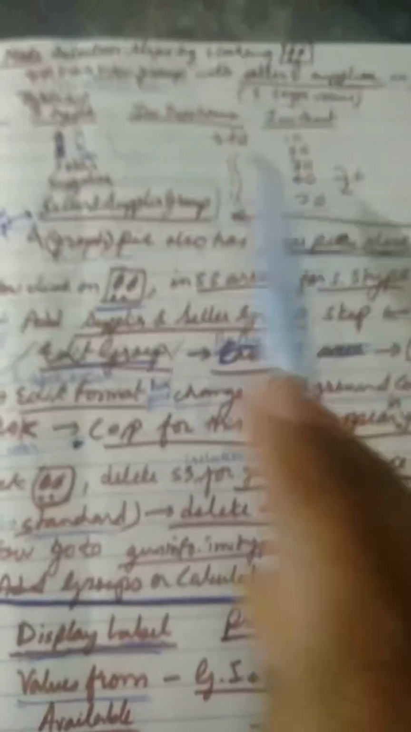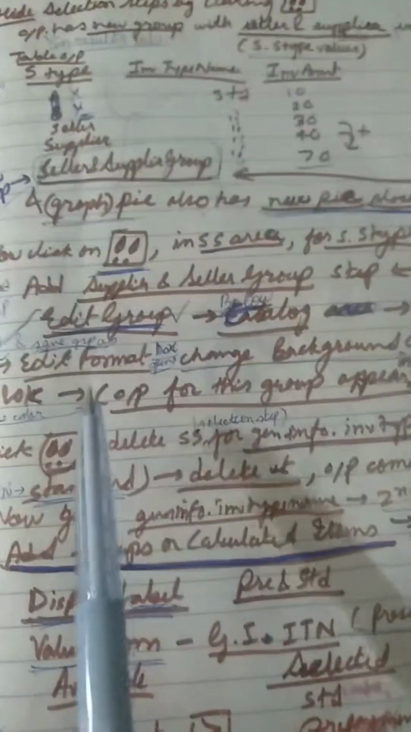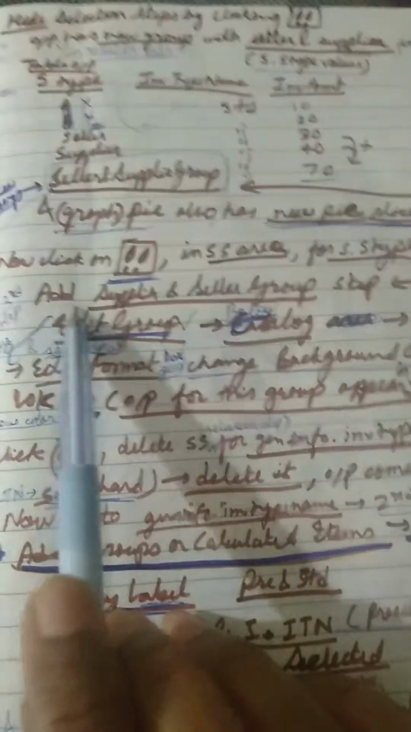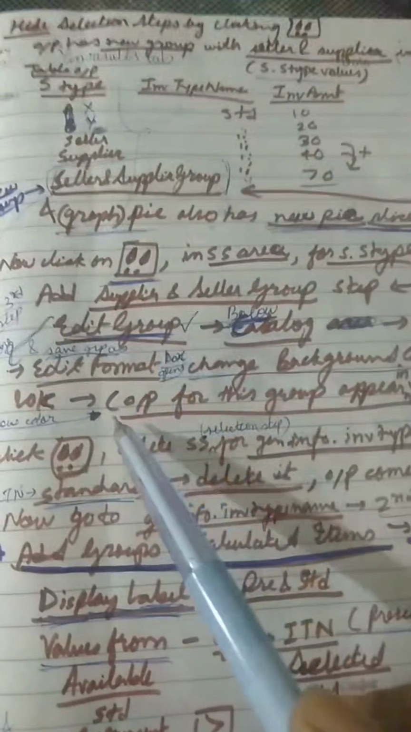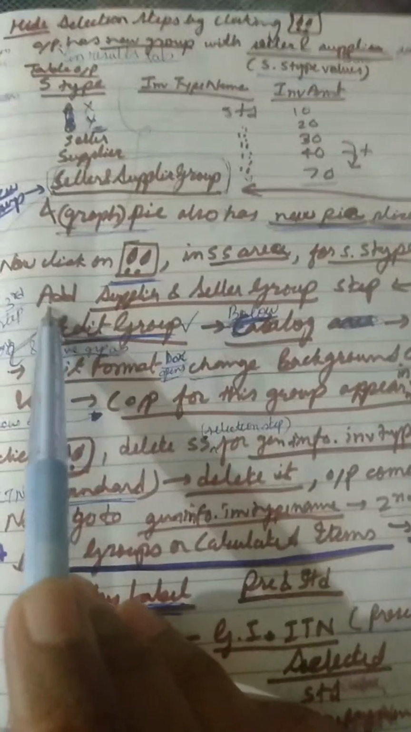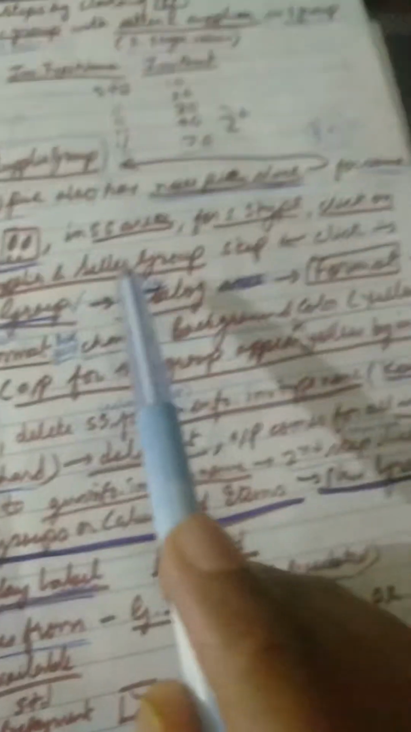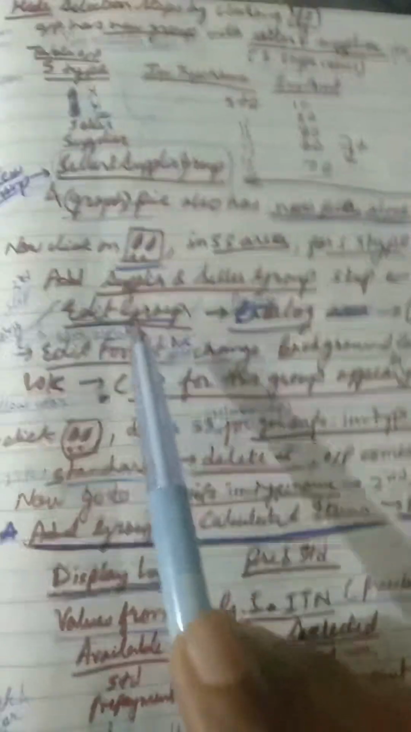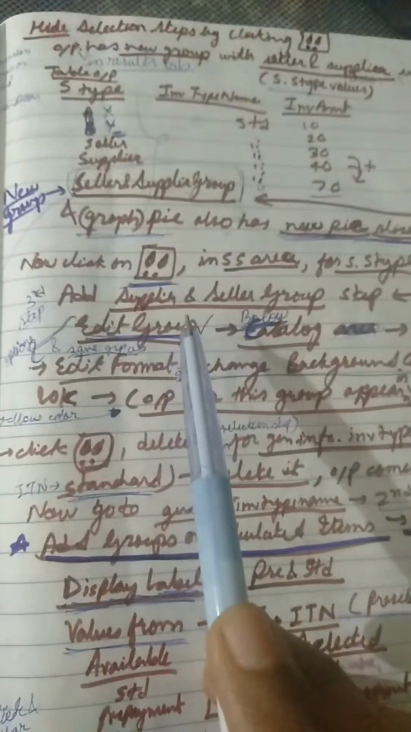So I'll click on the selection step, which is for adding the seller and supplier group. Okay, so this will be in the list selection. Once I click on this, all the columns and their respective selection steps will come. One of the selection steps is this, add supplier and seller group. I'll right click on this and I'll click on edit group. Okay, you'll have two options here.